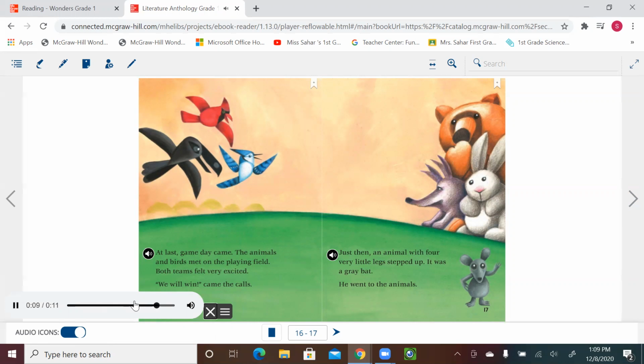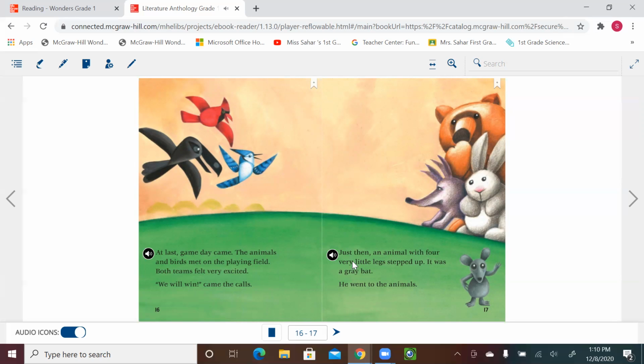"We will win," came the calls. All right, let's see what's next. Just then, an animal with 4 very little legs stepped up. It was a gray bat. He went to the animals.